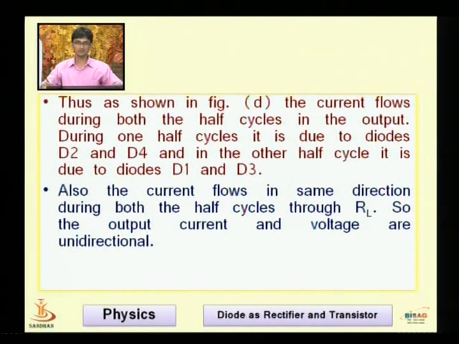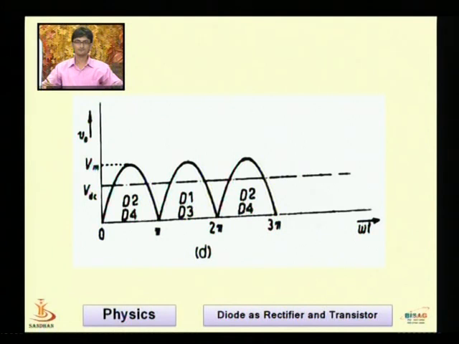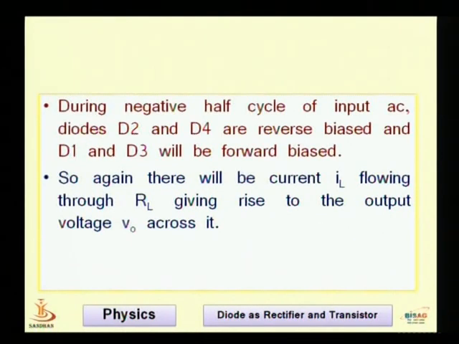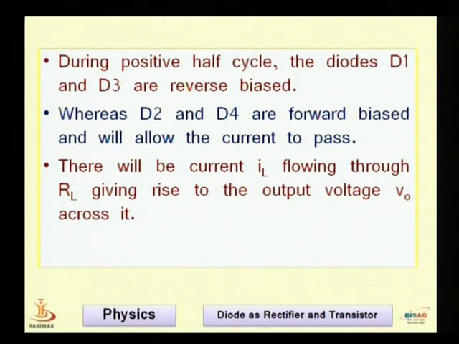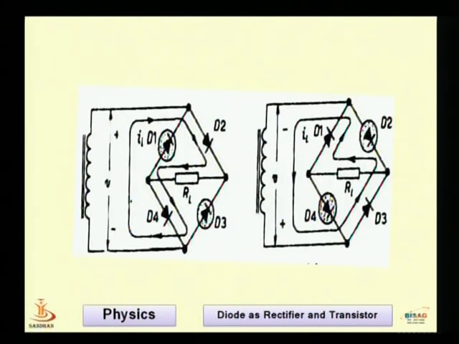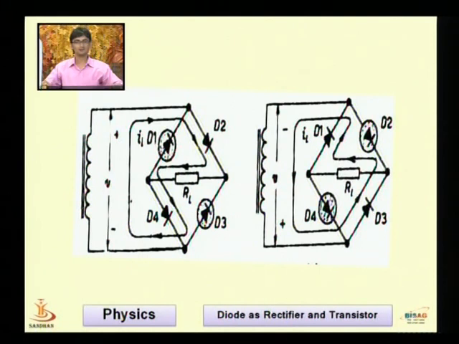If you try to see, let me show you again. See, the current flowing through resistor RL in both cases is in the same direction. If it is the positive half cycle, the path will be like this. Just try to listen: D2, RL, D4. This is for the positive half cycle. Now for the negative half cycle, the path is like this: D3, RL and D1. In both cases, just try to see that the current flowing through the RL is in the same direction. That is what I want to say.